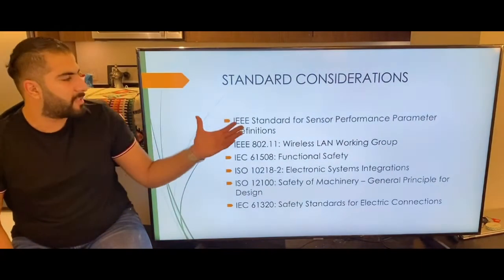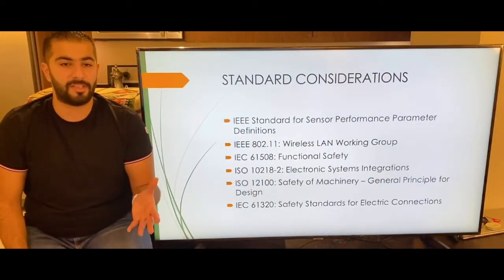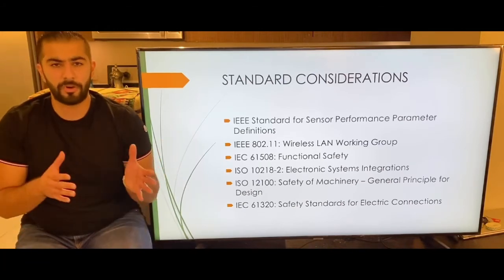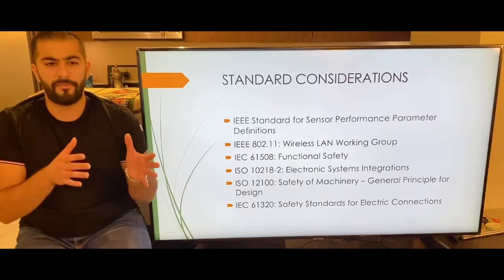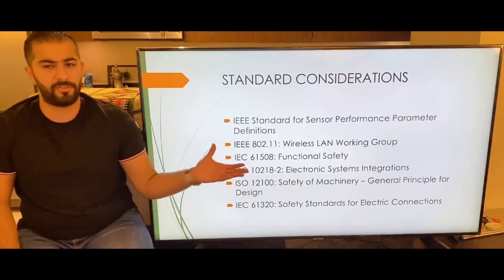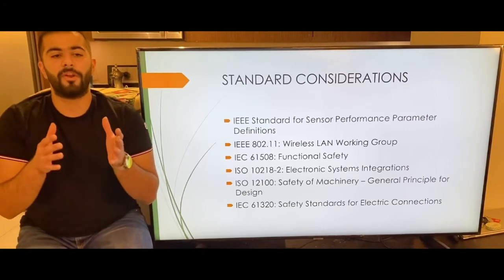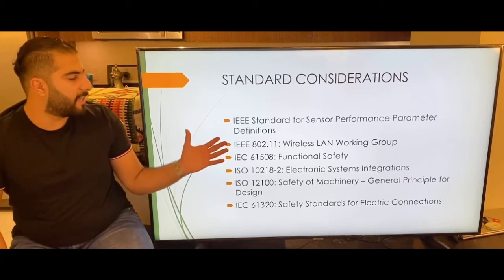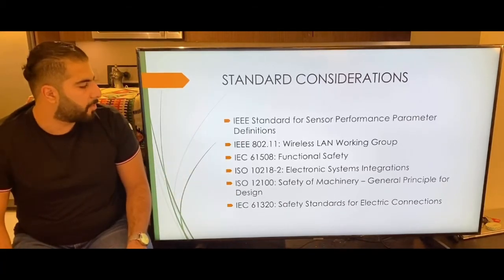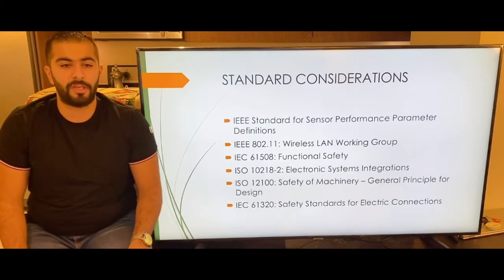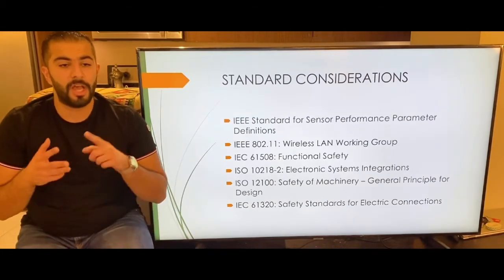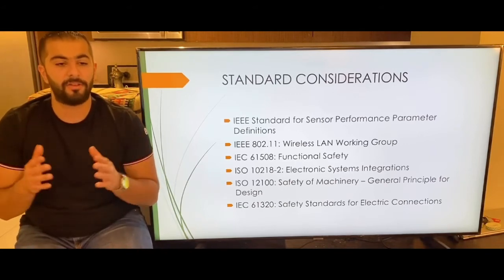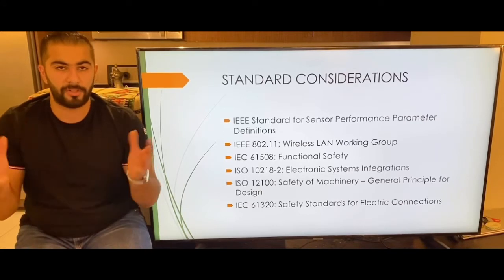Let's talk more about the standard consideration. We use these standards to ensure product structures, technologies, and materials are secure and durable. For the various techniques we use in our design, these criteria are essential. In brief, the following criteria would be fulfilled by the team. As you see here, the criteria: IEEE standards for sensor performance, promoted definitions. We have also the wireless LAN working group, functional safety, which is really important, electronic system integration, safety of machinery, general principles for design. Last but not least, safety standards for electric connections.